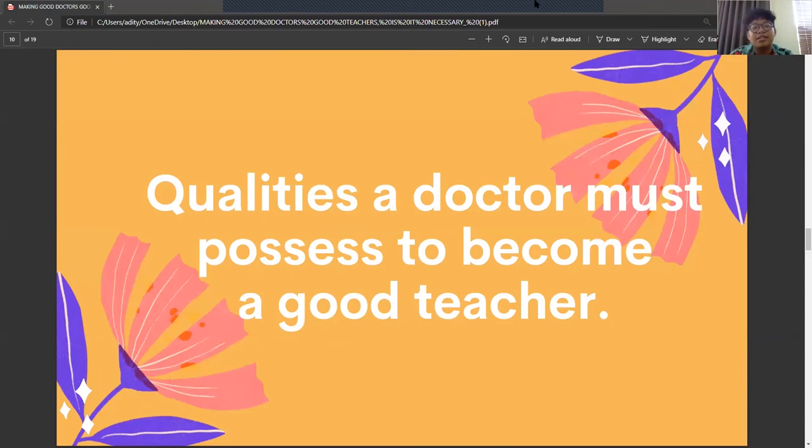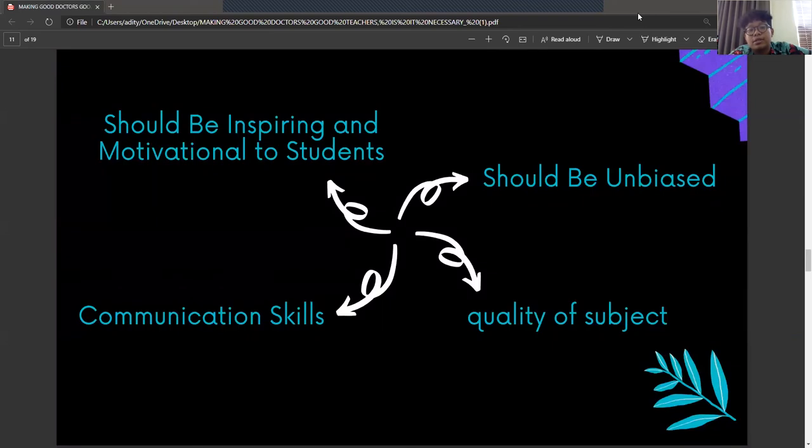Next up is qualities a doctor must possess to become a good teacher. There are some elements that differentiate a normal teacher from a great teacher. Coming from the medical field, a doctor should possess a few skills to differentiate themselves from being a normal teacher and being a great teacher. Here are some of those key elements.